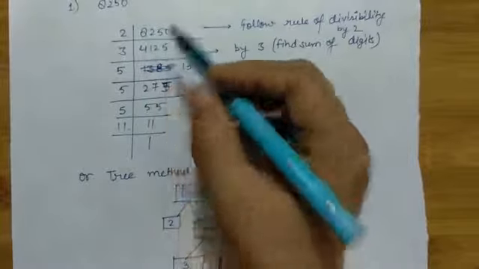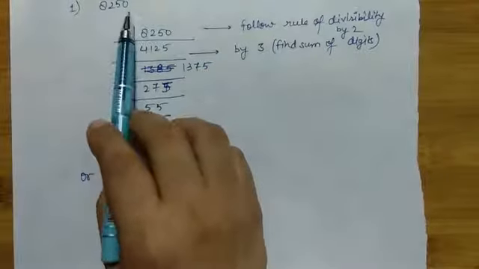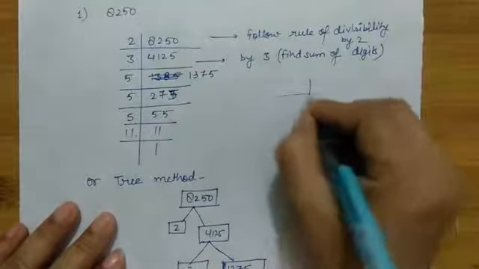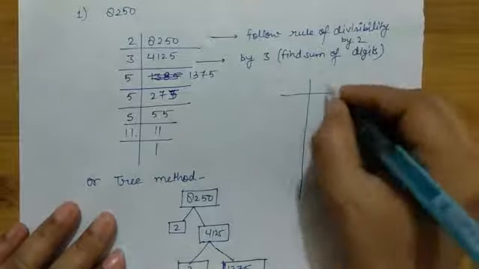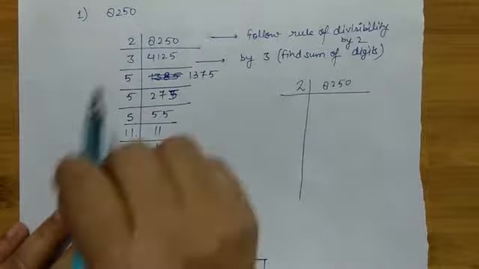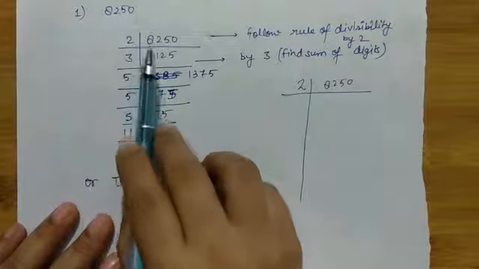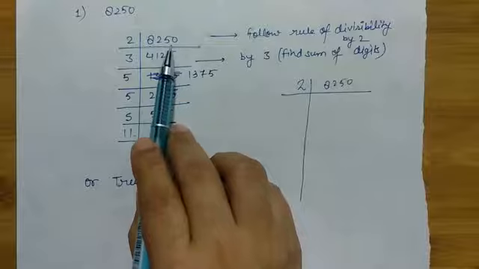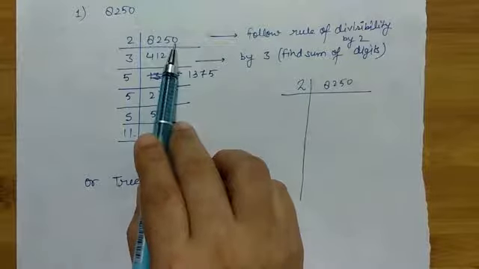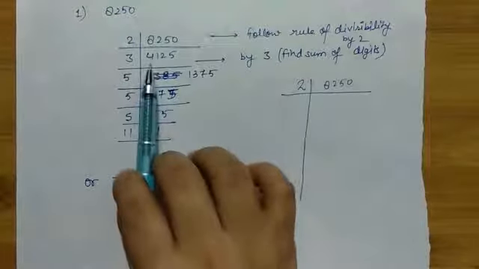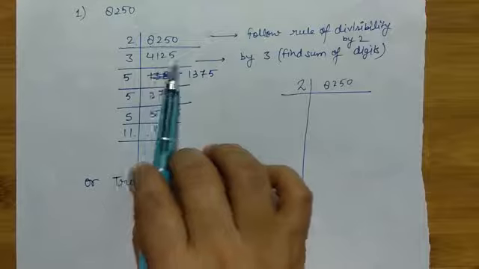So we have the number 28250. First we have to draw a line like this, and in this way we will divide it. We will write the given number over here, and we will start with the smallest prime number, that is 2. When we divide 28250, first we have to check whether it is divisible by 2 or not. By the divisibility rule we may see that the last digit is 0, which is an even number, so this number is completely divisible by 2. So we will write the quotient over here, that is 14125.